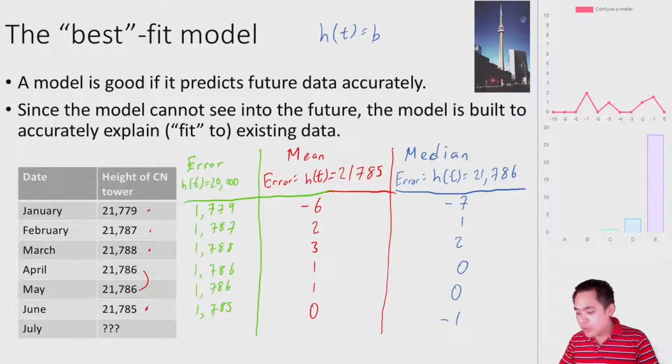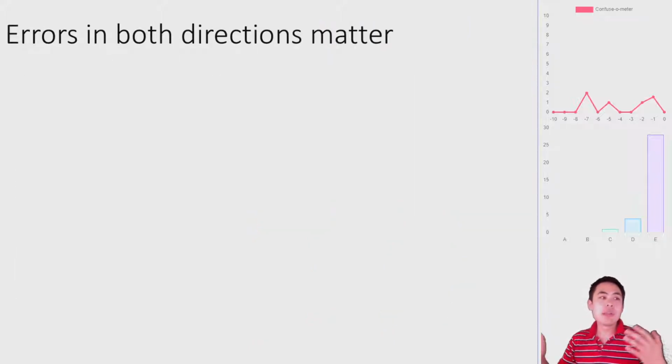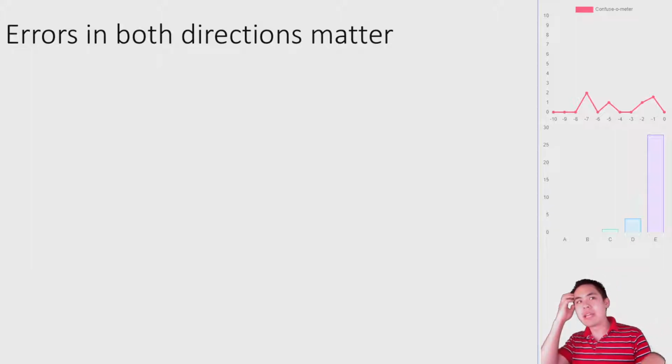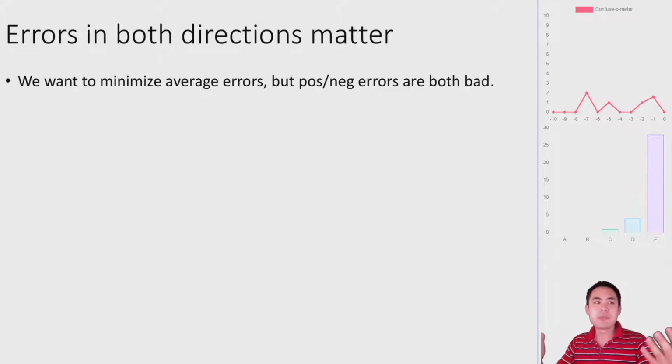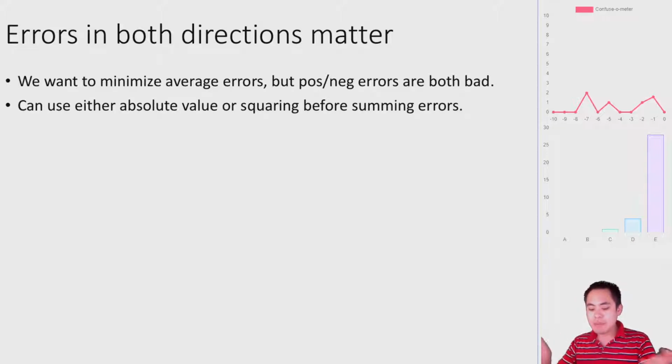When we want to measure how much error there is in total, we want to measure errors in both directions. An error of minus 6 is also bad, so an error of minus 6 and an error of 6 don't cancel out. We want to minimize errors, but both positive and negative errors are bad. There are two very standard ways of turning a negative number into a positive number: the absolute value, or squaring before summing the errors.